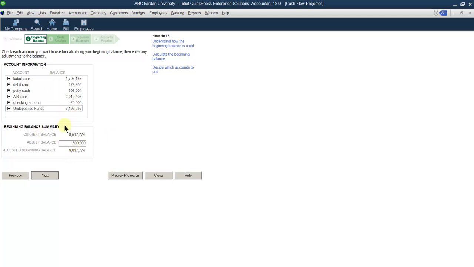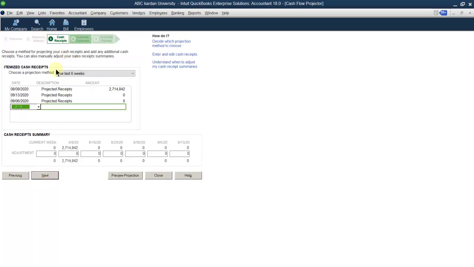So currently the beginning balance was, we can say, 85 lakh, but now 5 lakh is included with that. Now the total balance is equal to 90 lakhs. Also, we can say 9 point something million, right? So this is the opening balance. Then click on Next.